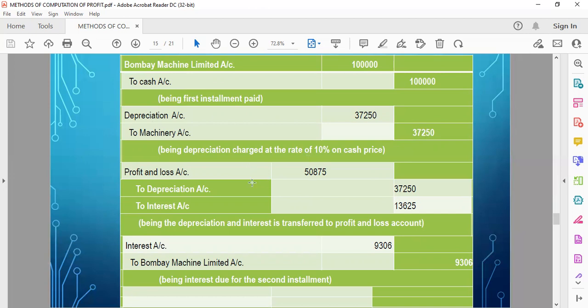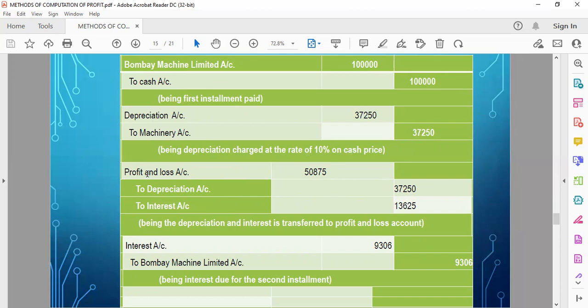Then we can move to the profit and loss account debtor 50,875 to depreciation account 37,250 to interest account 13,625. We are transferring that amount to the profit and loss account. Here the depreciation is there, and previously we have calculated the interest. Both the depreciation and the interest amount we are transferring to the profit and loss account. That's what we have done in this journal entry.